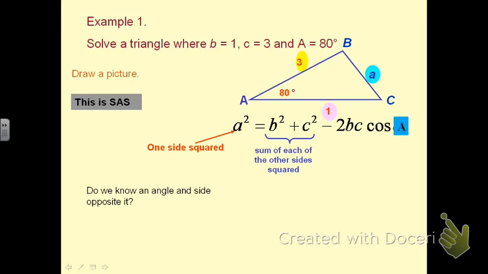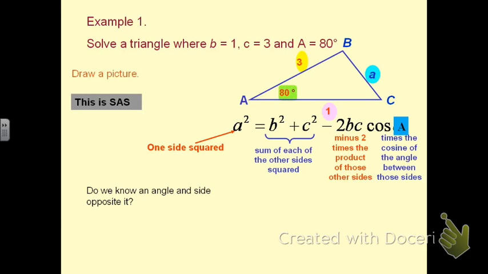Okay, so again, this is the way we memorize the formula. So you have the side squared equals, and then you have the other two sides squared added together, and then minus 2, and then those same two other sides, and then cosine of the same capital letter that the first letter was.